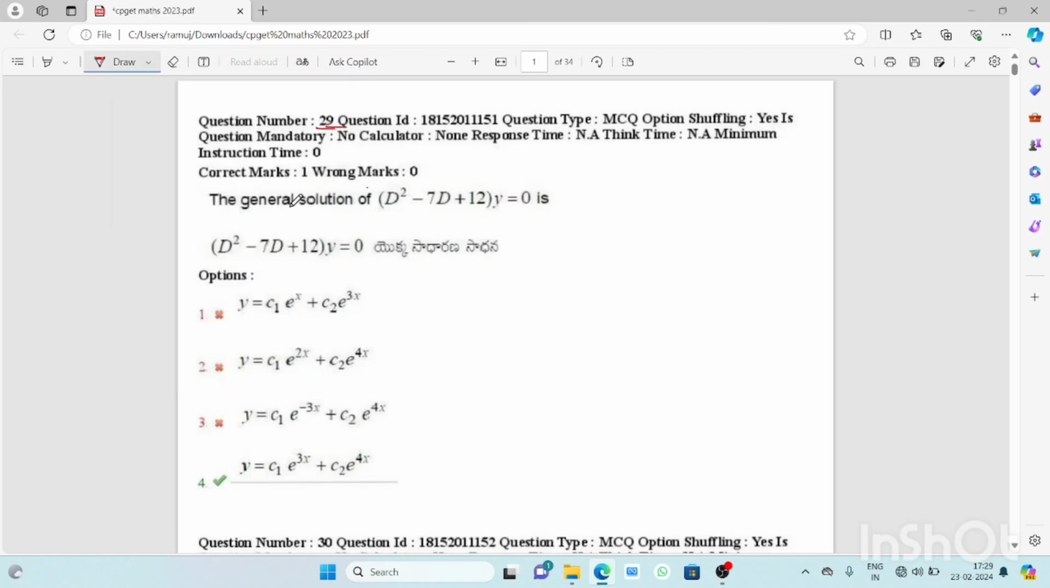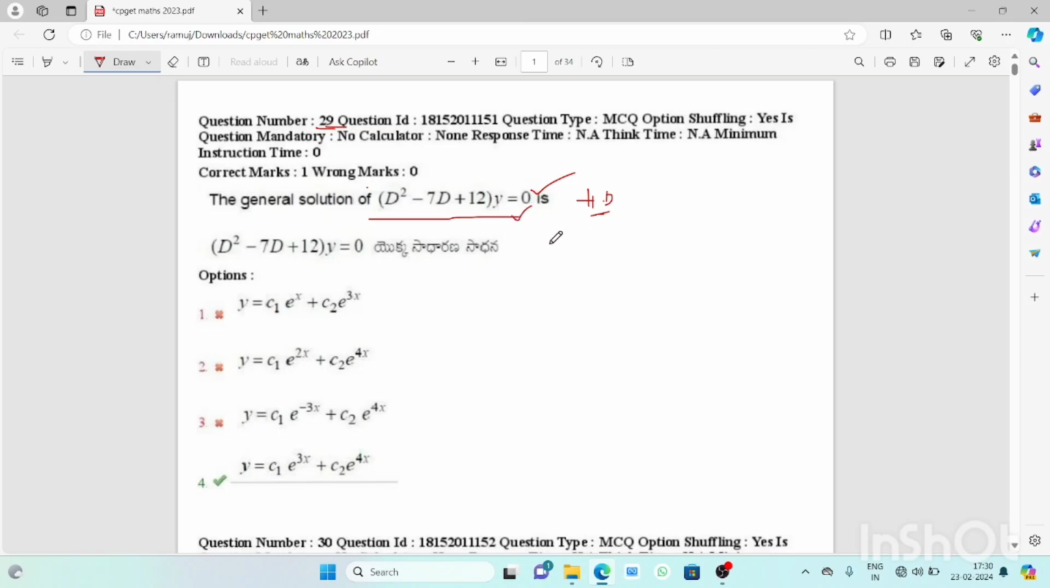Question number 29: the general solution of (D square minus 7D plus 12) y is equal to 0. If you observe carefully, we can clearly say that this differential equation is a homogeneous differential equation. So we need to find the complementary function. No need to find the particular integral, because if it is non-homogeneous, we need to find complementary plus particular. But here it is only a homogeneous differential equation, so we can find the complementary function.